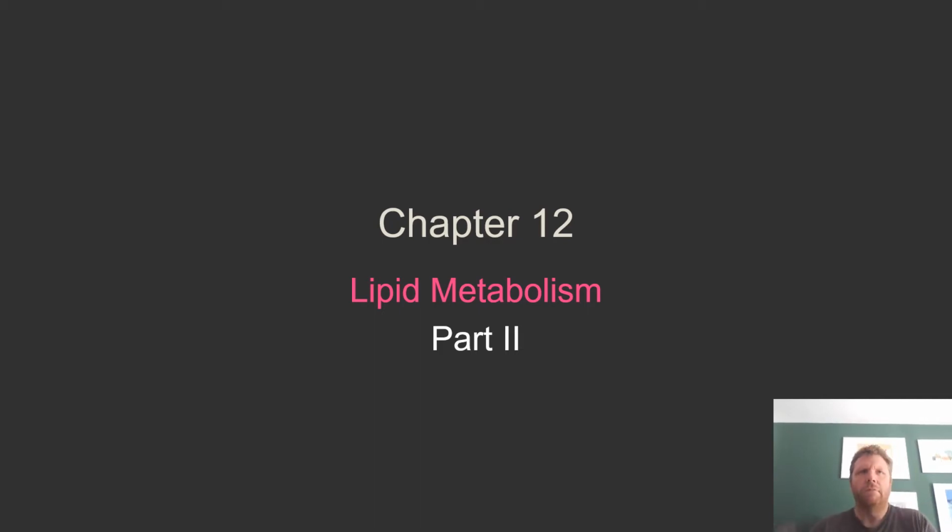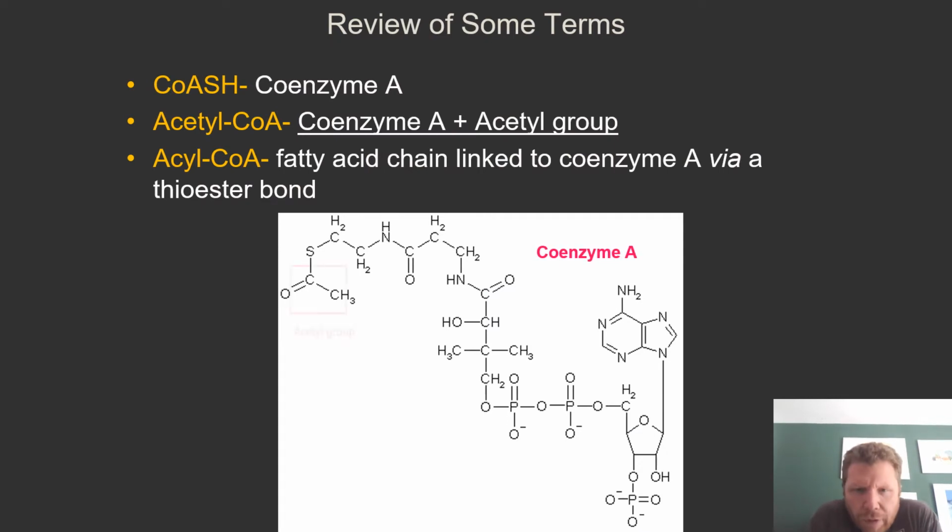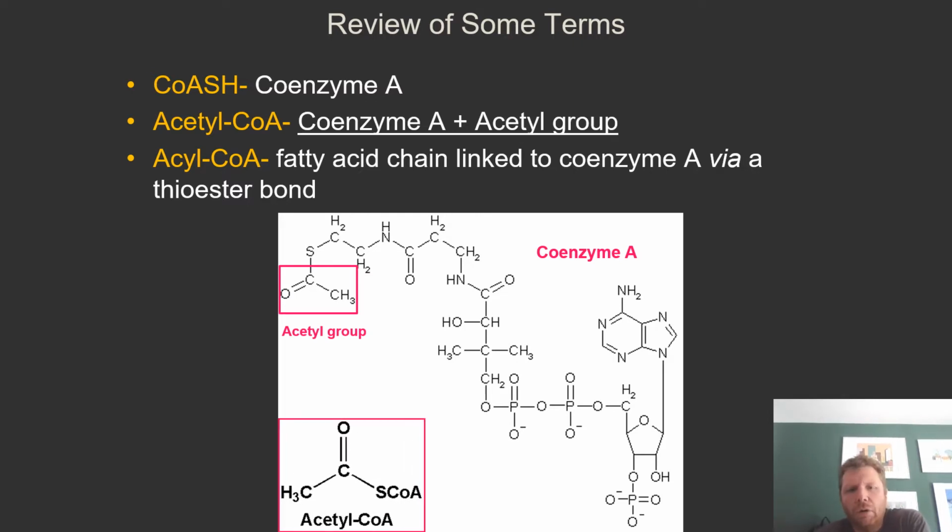All right, lipid metabolism going farther. So, a review of some of our key terms: CoASH, acetyl CoA, and acyl CoA. Acetyl CoA down here is our coenzyme A plus an acetyl group. Acyl CoA is a fatty acid chain linked to coenzyme A via a thioester bond.